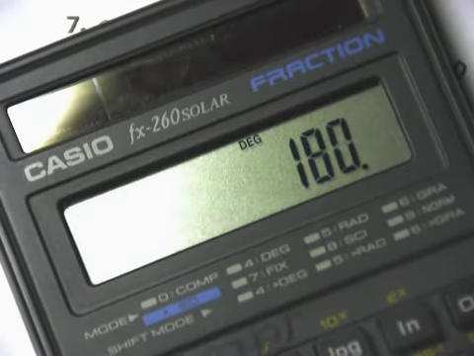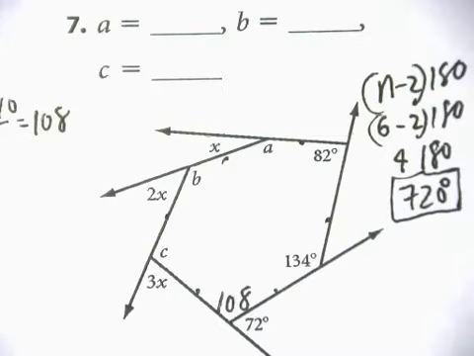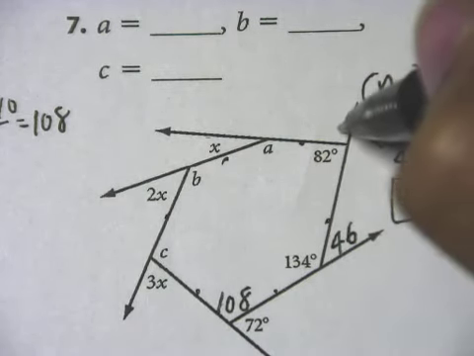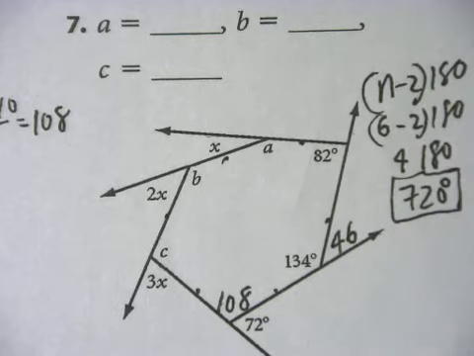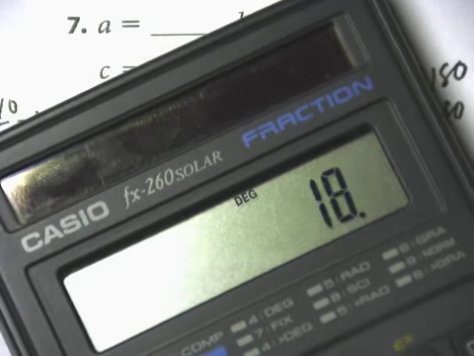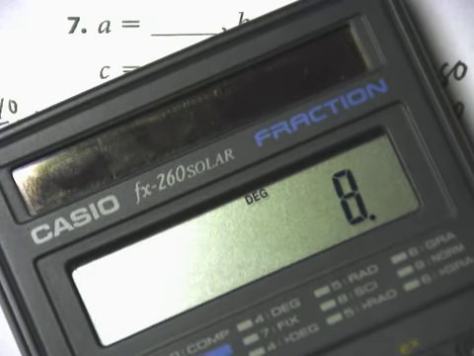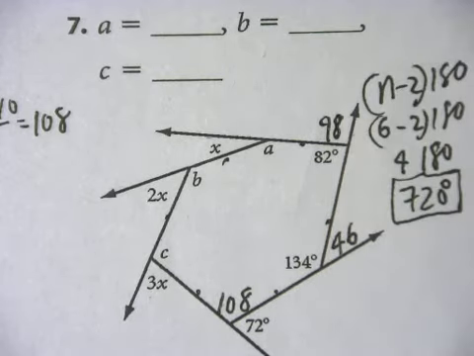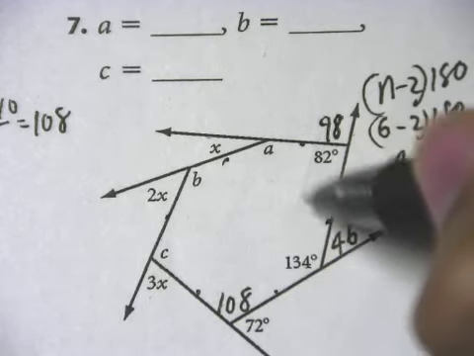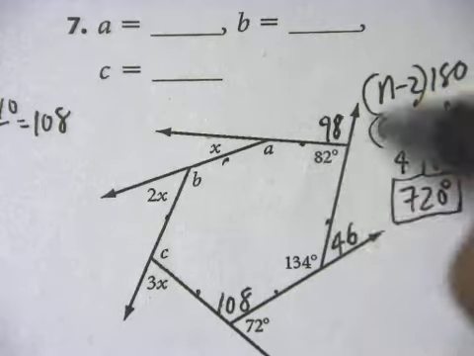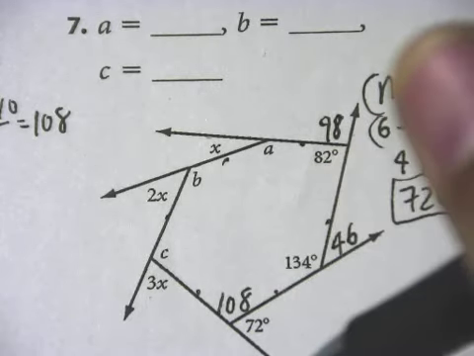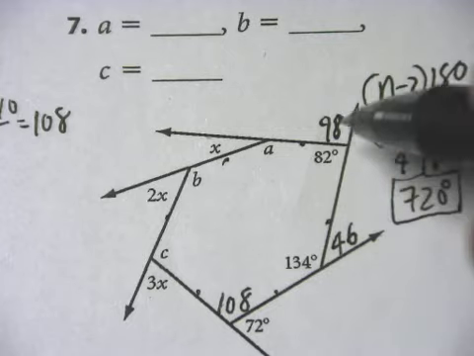Don't know what this is. Let me see if I know any other exterior angles. Again, I don't know this one here, but can I find it out? Sure. I know that these are also a linear pair, which add up to 180. So all I have to do is 180 minus 134. That gives me 46. And I can also find this one here because these are also a linear pair. All I have to do is 180 minus 82. It's 98.